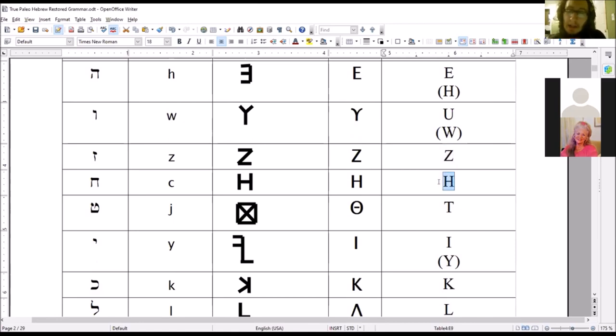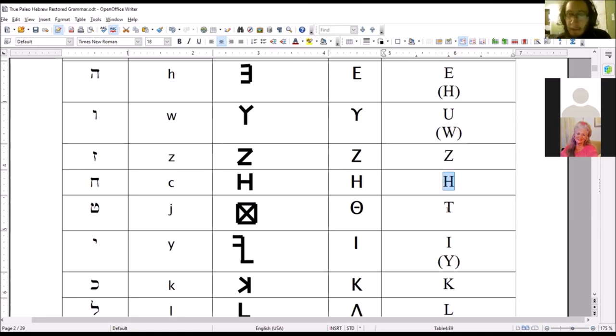Now this one, traditional Hebrew puts it more like a Bach sound, like in your throat. But I believe it's more the traditional sound of an H, just a hard H sound, like house and hope. It's just the H sound. So that's one difference that I have from traditional pronunciation.